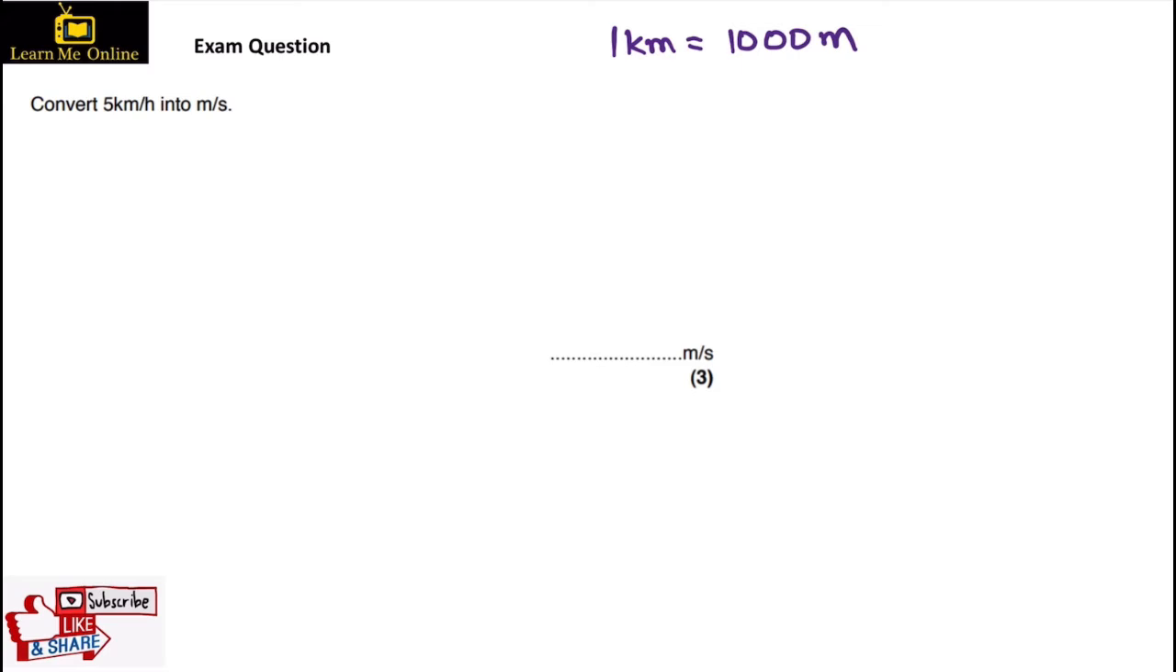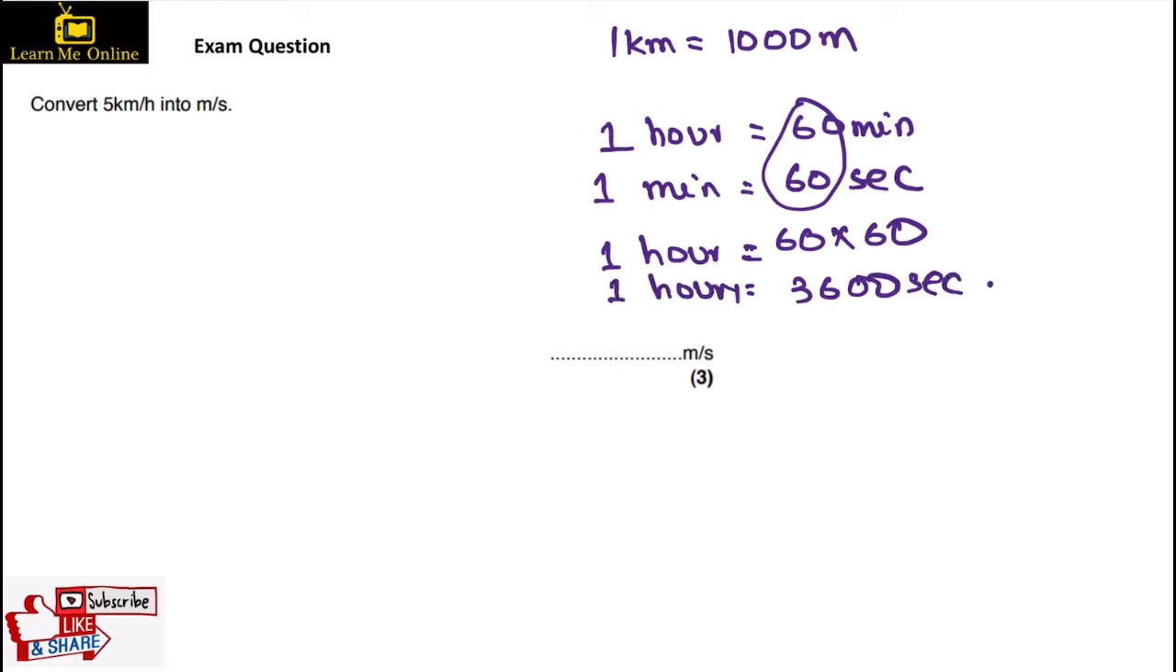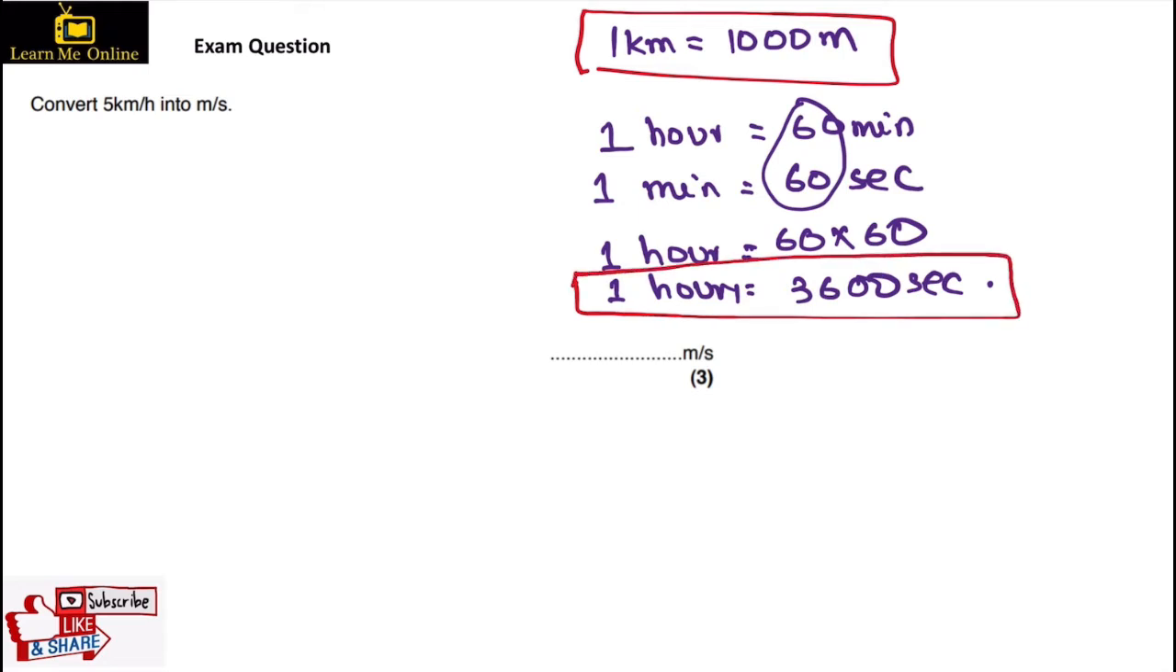To go from hours to minutes, 1 hour is equal to 60 minutes, and in 1 minute there are 60 seconds. So if you have to go straight from 1 hour to seconds, you simply multiply these two numbers together, 60 times 60, which is 3600. So 1 hour is equal to 3600 seconds. These are the two conversions: 1 kilometer equals 1000 meters, and 1 hour is 3600 seconds.